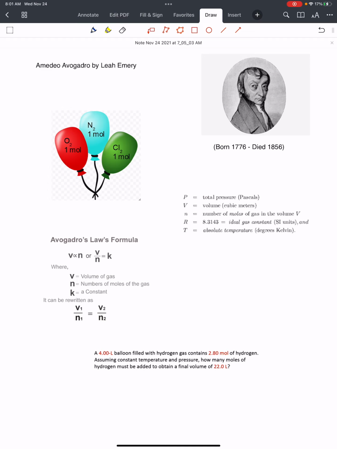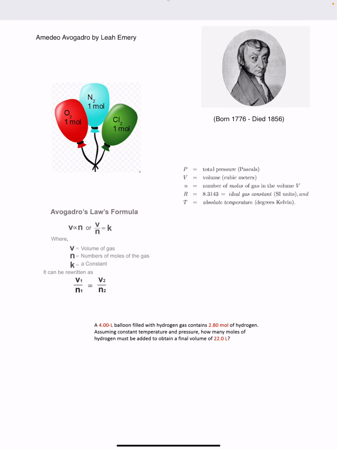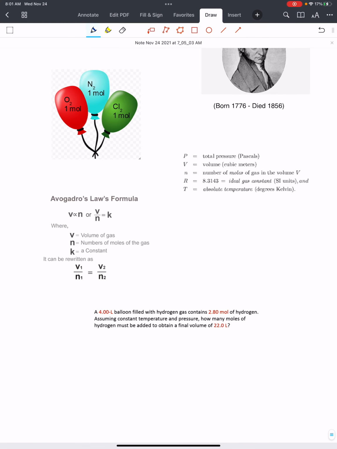And this consists of T, temperature. We have T represents temperature, V represents volume, P represents pressure, and N, which represents moles.